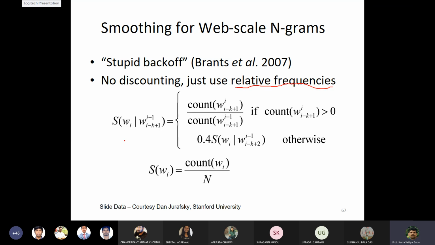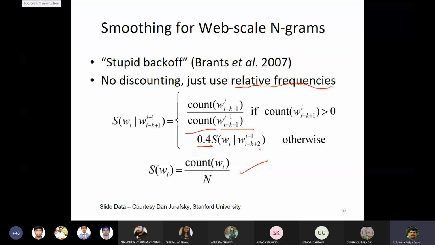This is basically an estimate with 0.4 times S of wi given wi minus k plus 2, where S of wi is given as the count of wi divided by N. If it is greater than 0, you follow the above formula. If it is 0, then you need to follow this particular strategy.